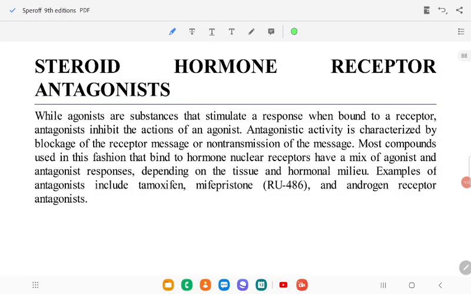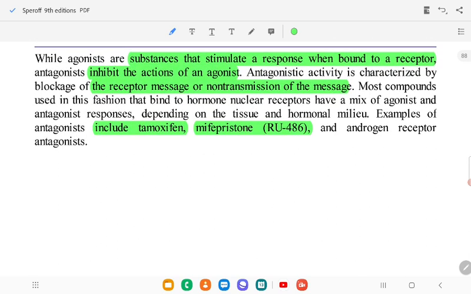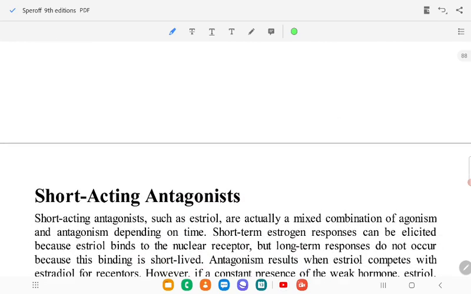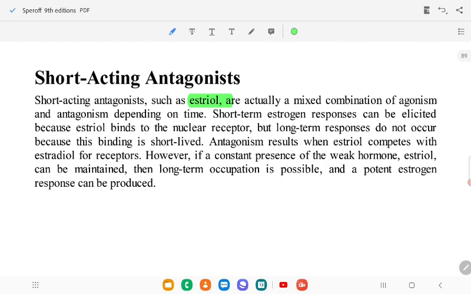Well, regarding steroid hormone receptor antagonists: an agonist is a substance that stimulates a response when bound to the receptor. An antagonist inhibits the action of the agonist. Antagonist activity is carried out by blockage of the receptor, not transferring the message. Most compounds used in patients that bind to the hormone nuclear receptor have mixed agonist and antagonist activity, depending on the tissue. Antagonists include tamoxifen, mifepristone, and androgen receptor antagonists. Then there are short-acting antagonists such as estriol. It is a mixed combination of agonist and antagonist during the time.